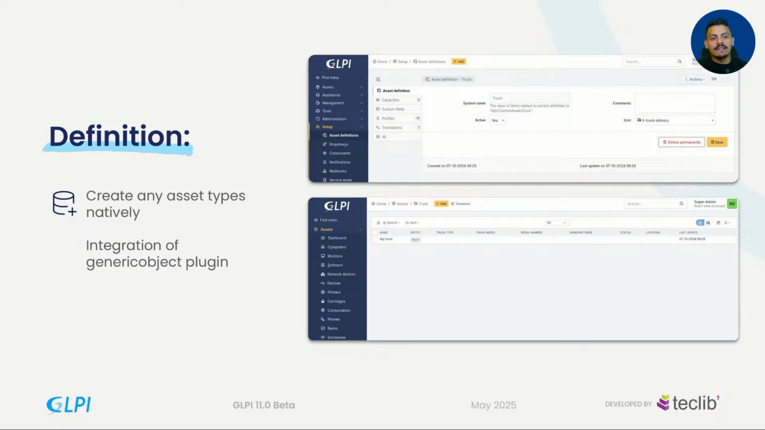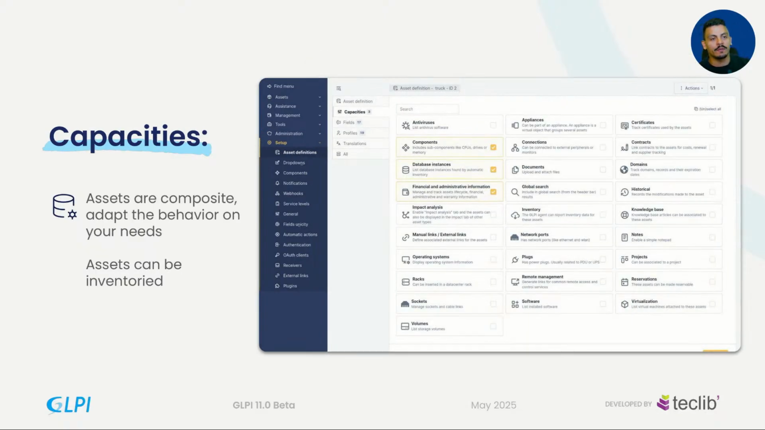And this integration comes from the plugin that I've already mentioned, Generic Objects. So those who already use the Generic Objects plugin know this feature, but now it's in core. And yes, you can migrate all of your Generic Objects assets to the native custom assets in GLPI.